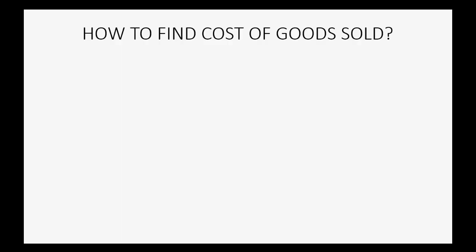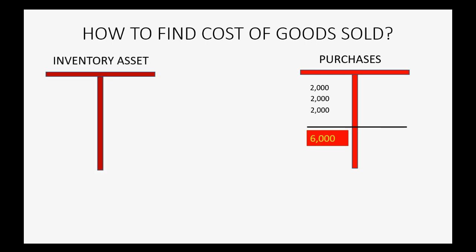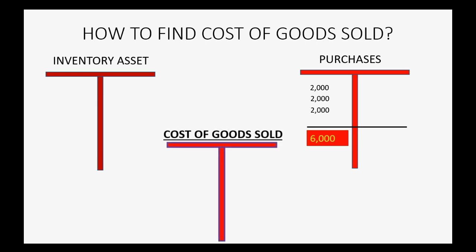How did we find cost of goods sold in previous videos? Well, we had an account called Purchases where we recorded every merchandise purchase transaction for what we paid for the merchandise. We also had an account called Inventory Asset that represented the beginning inventory in one month, which became the ending inventory of the next month. And of course, we had our main cost of goods sold account.